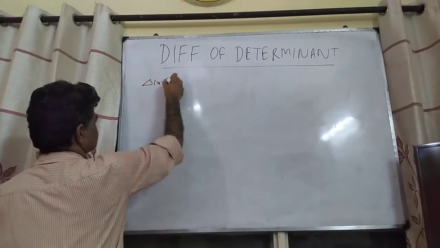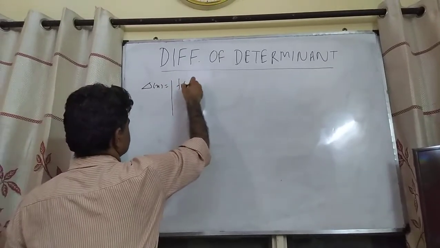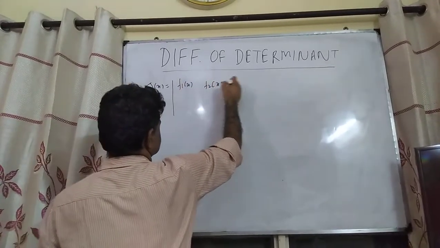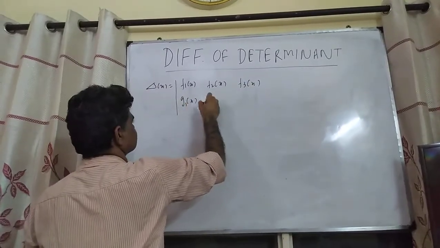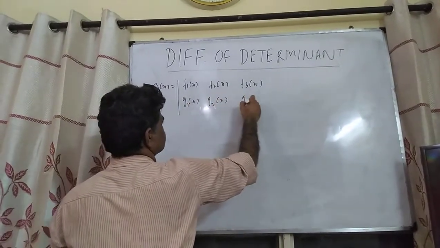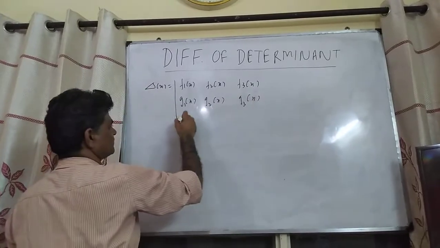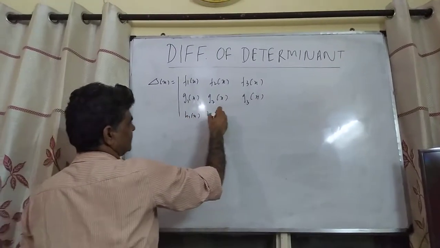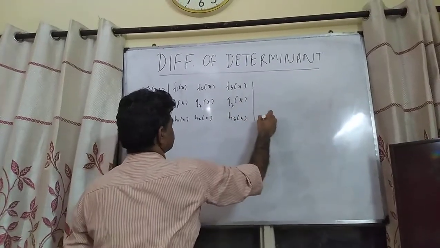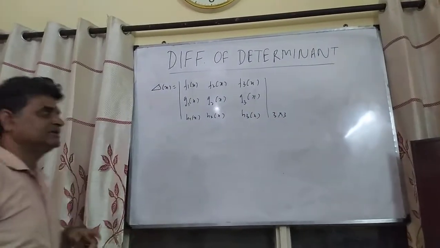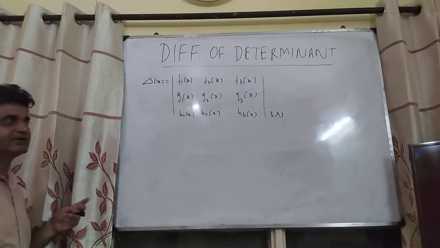Delta x equals to, say, f1x, f2x, f3x, g1x, g2x, g3x, h1x, h2x, h3x. It's a 3 by 3 determinant. Then how to solve this kind of differentiation?